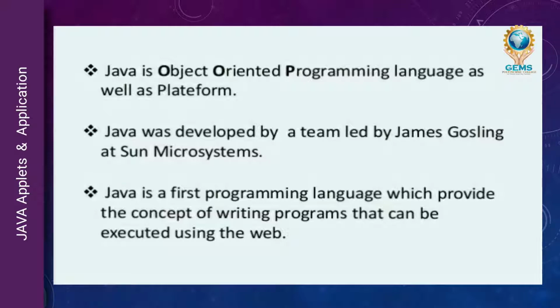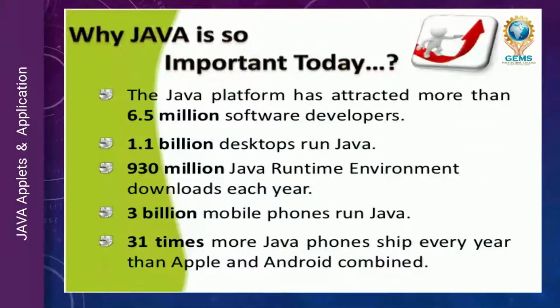Java was developed by a team led by James Gosling at Sun Microsystems. Sun Microsystems is one of the famous software products companies, like Microsoft. Java is the first programming language which provides the concept of writing programs that can be executed using the web. That's why Java became very popular.